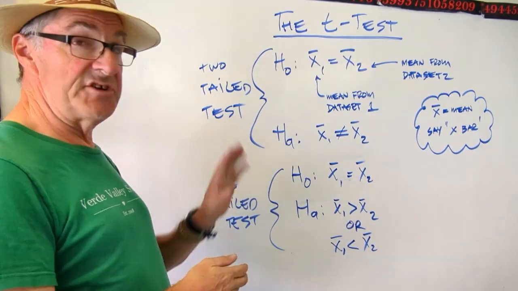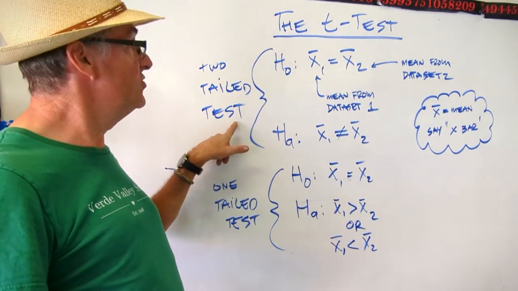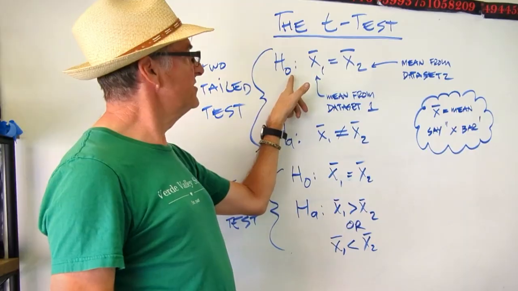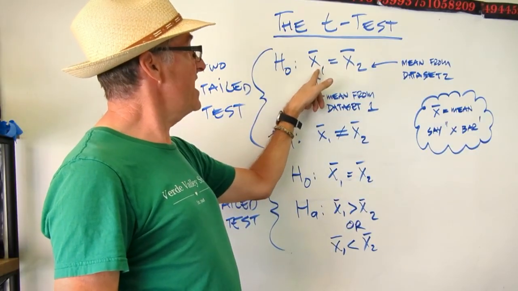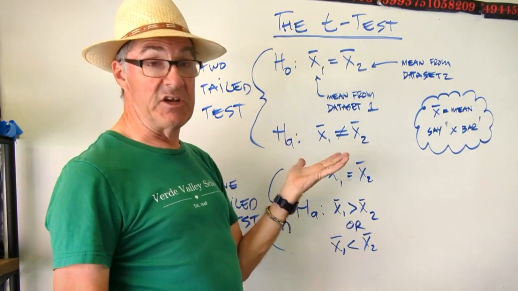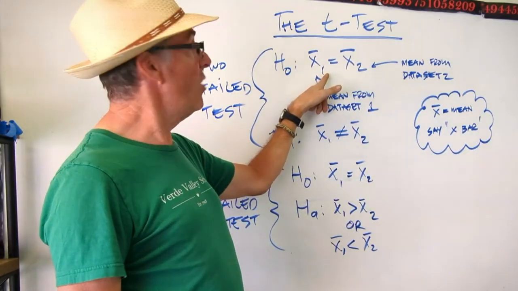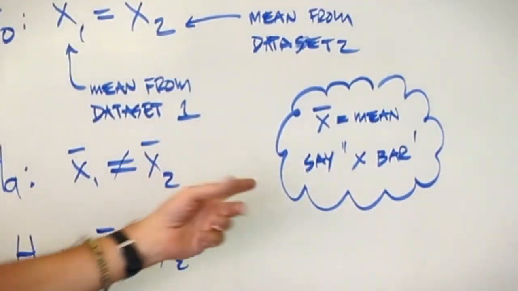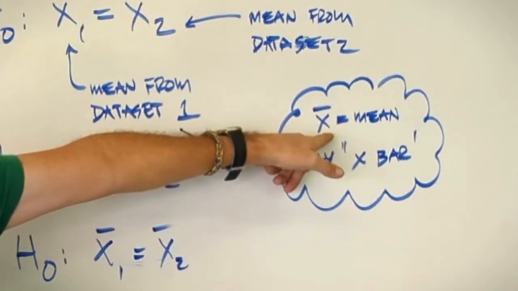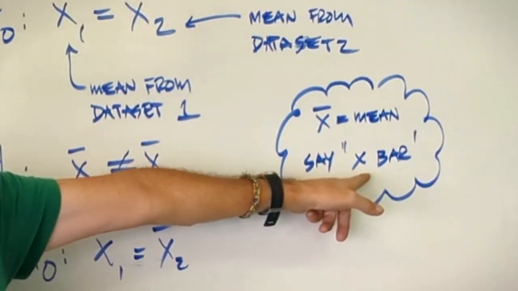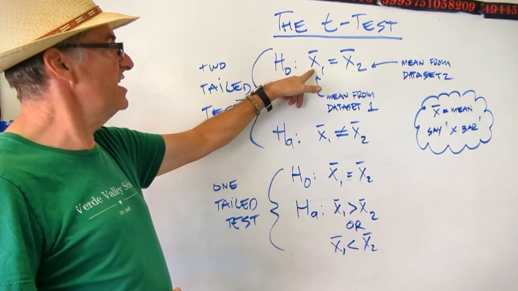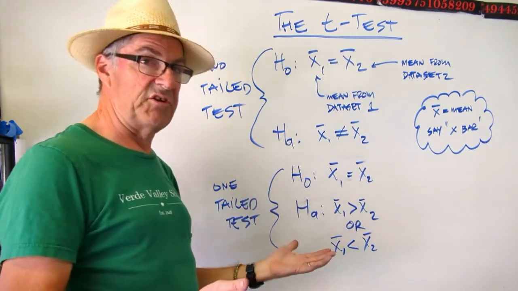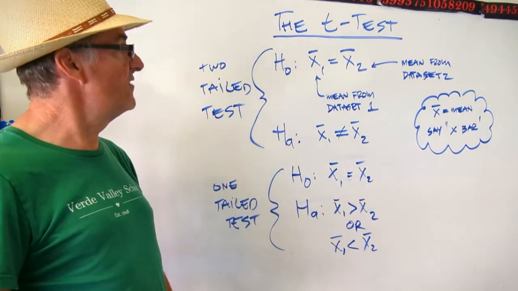So check this out. We're going to talk about notation while describing the 2-tailed test. We have our HO and our HA. In a 2-tailed test, the HO is that the means from both data sets are equal. So X1 is data set 1, and we put a bar over it to symbolize we're talking about a mean. So over here with my thought bubble, bar over the X means mean. We could say X1 bar and X2 bar, or we could say X bar 1, X bar 2. I'm not gonna pick you apart for that.